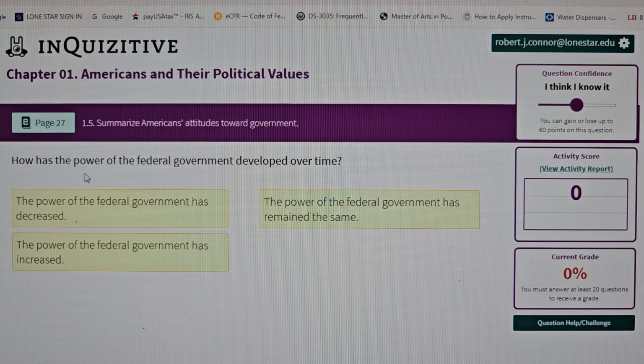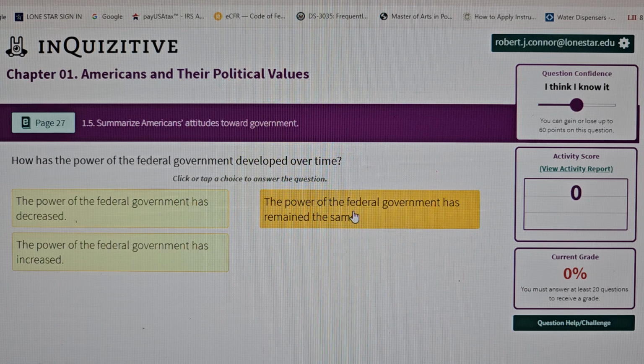How has the power of the federal government developed over time? Okay, and so this is a multiple choice. The power of the federal government has decreased. The power of the federal government has increased. The power of the federal government has remained the same. Well, okay, so you choose one of these. And the correct one, of course, is the power of the federal government has increased. But let's just choose the wrong one.